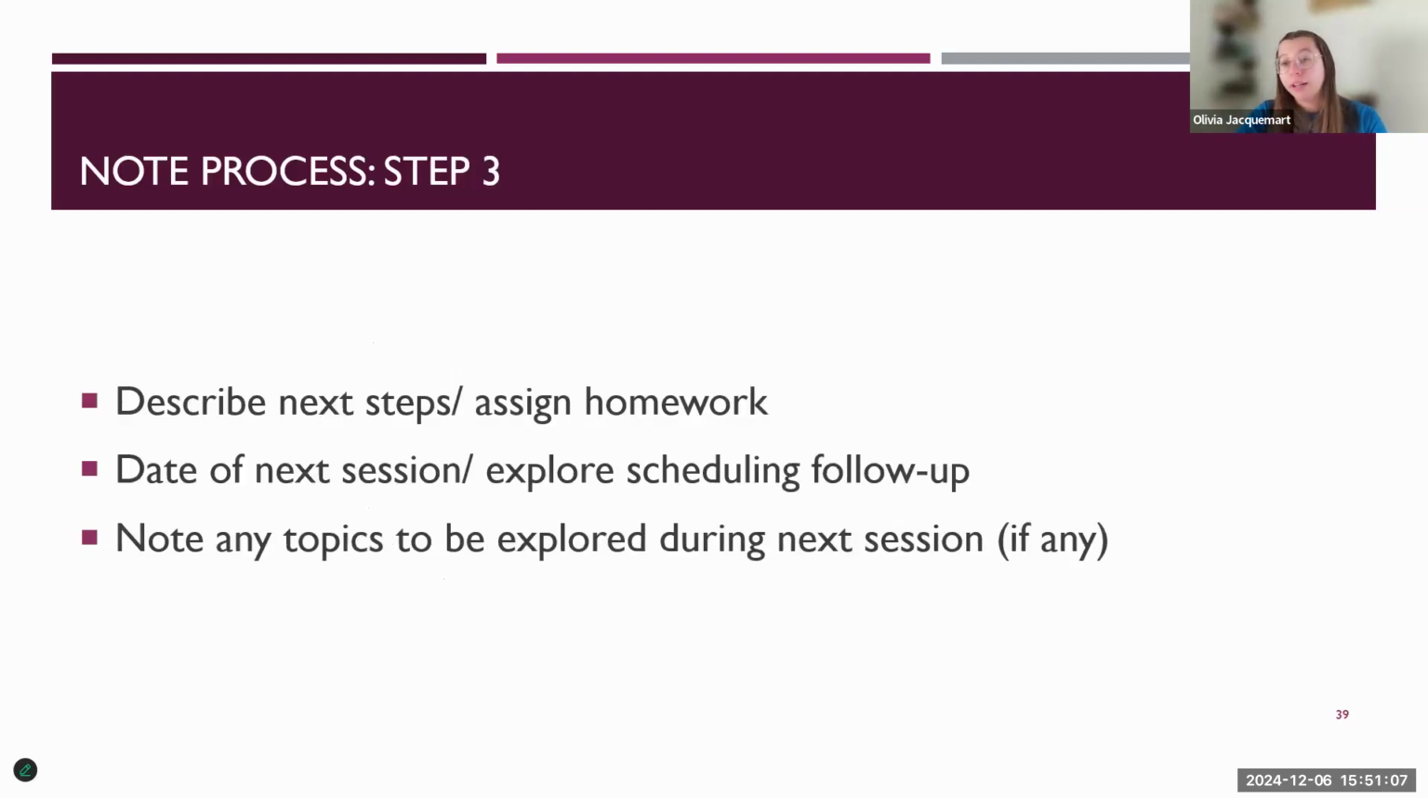Lastly, there is step 3. So describing the next steps and assigning homework. There should also be the date of the next session or explore scheduling follow-ups. And then note any topics to be explored during the next session if there are any. And do not forget that someone will always be following up on something.